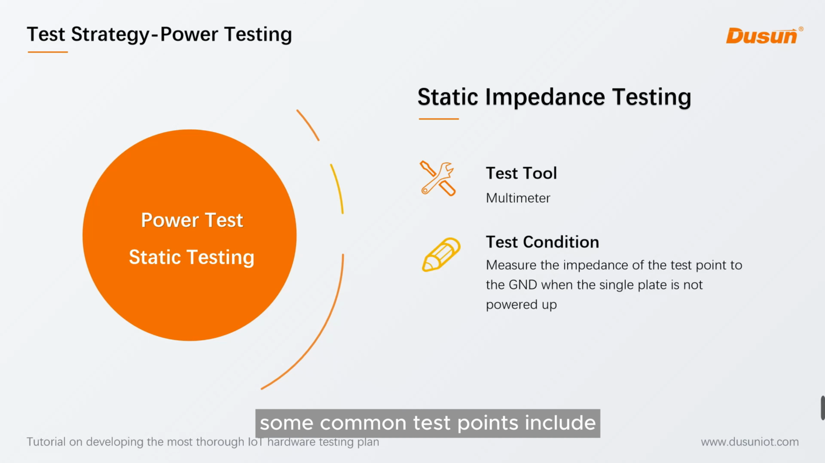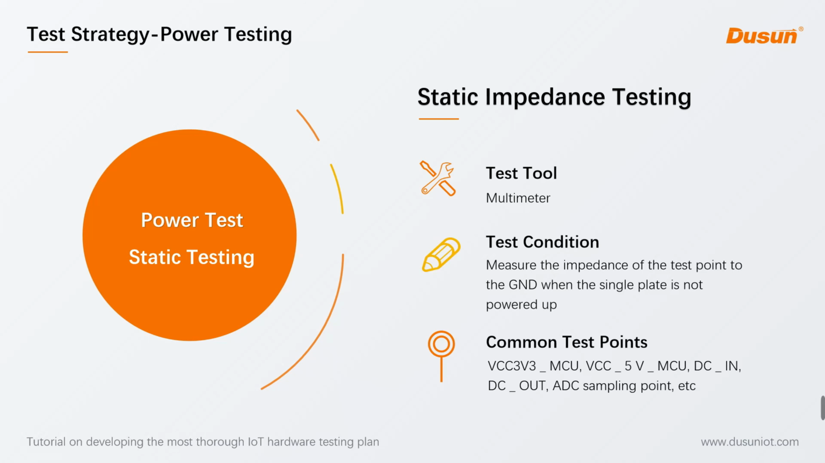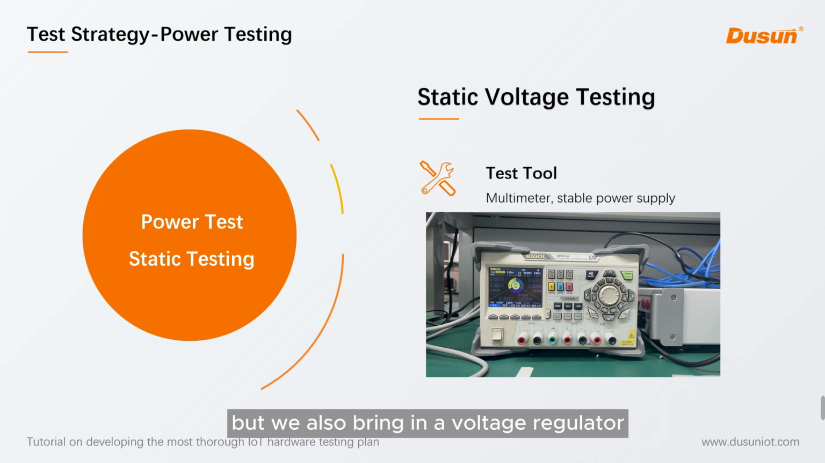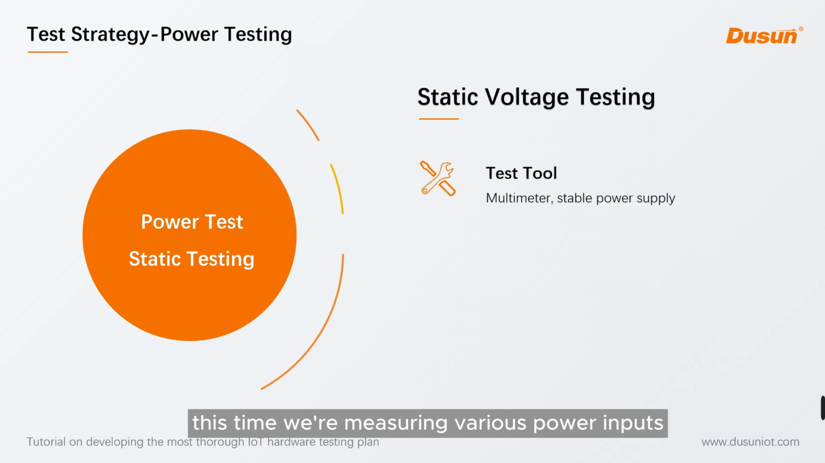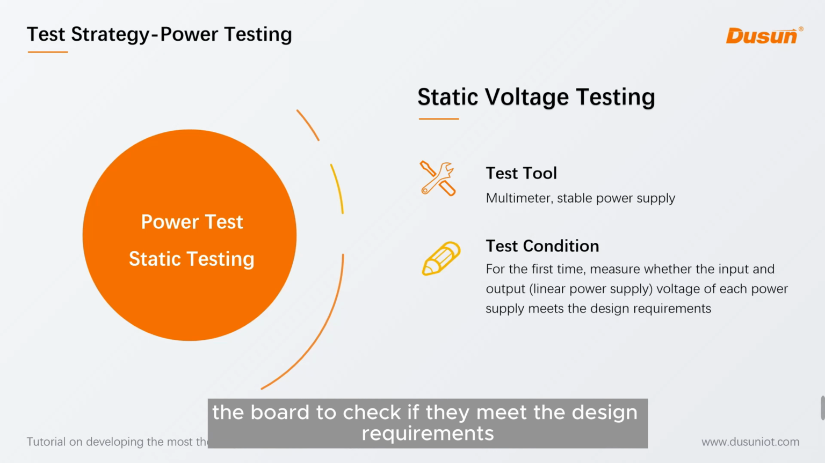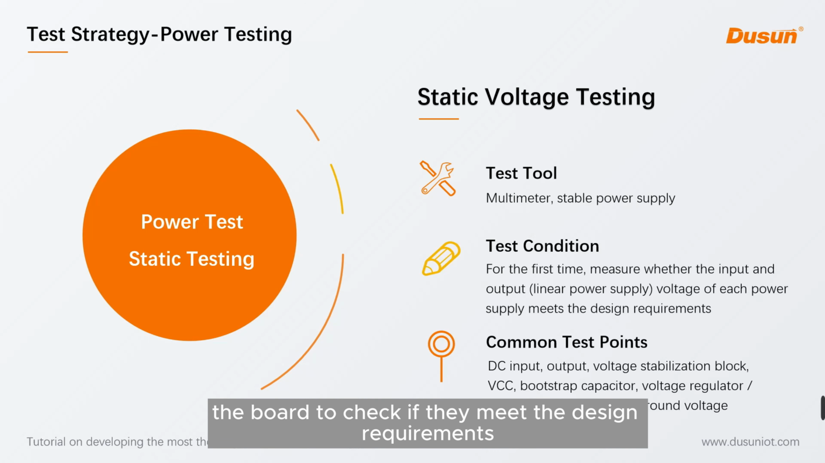Some common test points include VCC3V3_MCU, VCC_5V_MCU, DCIN, DC_out, and ADC sampling points. Moving on to static voltage testing, we still use a multimeter, but we also bring in a voltage regulator. This time, we're measuring various power inputs and outputs from linear power sources on the board to check if they meet the design requirements.